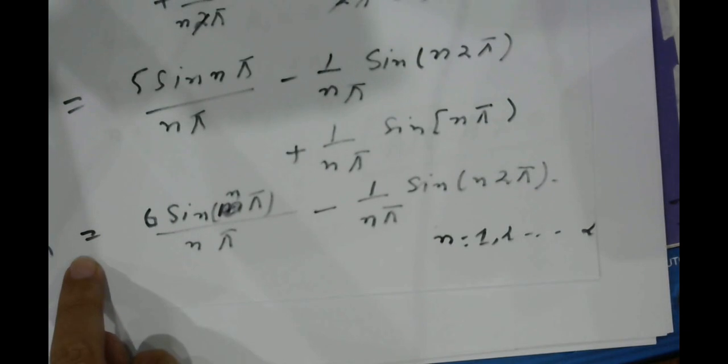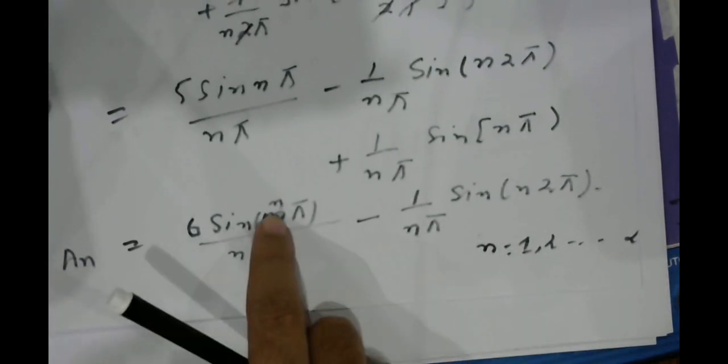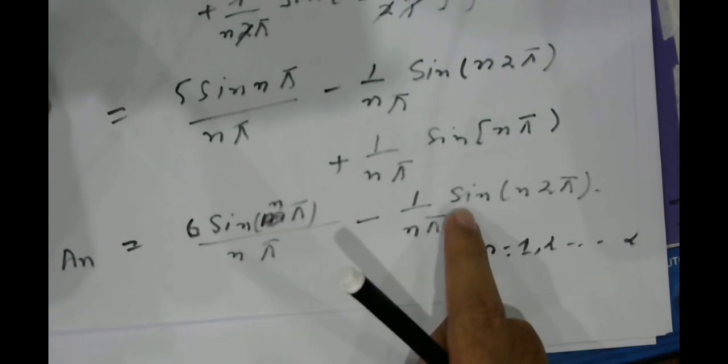Okay, this is the conclusion we derived from this previous equation. From this equation we can derive that if you put n equal to 1, this becomes a1, this becomes sine pi which equals 0, and this becomes sine 2 pi which equals 0. 0 minus 0 is 0.